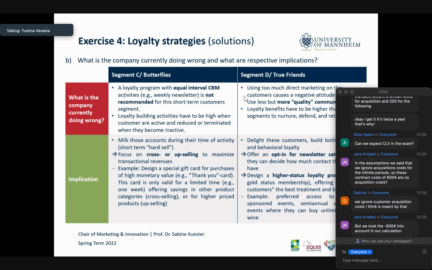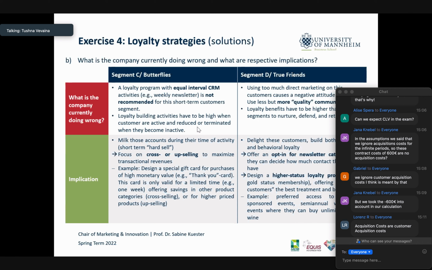Then you have segment C, which were butterflies. Now, these guys are still potentially great customers, because the point is you need to get these guys to continue buying because they are highly profitable. So in this case, you cross-sell, upsell, keep them hooked on. How do you keep them hooked on? You may give them something like a special gift card, whereby they have to come back to your store and purchase from your store itself. And that's why they have to keep coming back and become long-term customers.